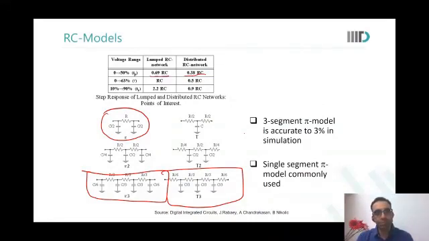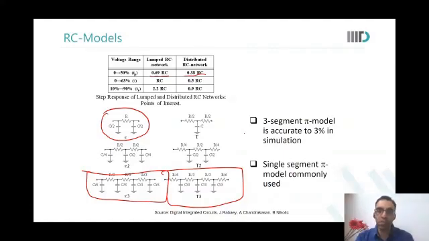Sir, that's the reason why simulation time would decrease with a pi model, and a pi 3 model would decrease from a distributed RC network. A distributed RC network would have thousands of small resistances and capacitances in it. We are lumping them into a pi model or a pi 3 model. So from there, the simulation time would definitely reduce significantly. So the simulation time is more in a pi 3 model than a pi model, right, sir? Yes, sir. But it is still much lesser than a distributed network.